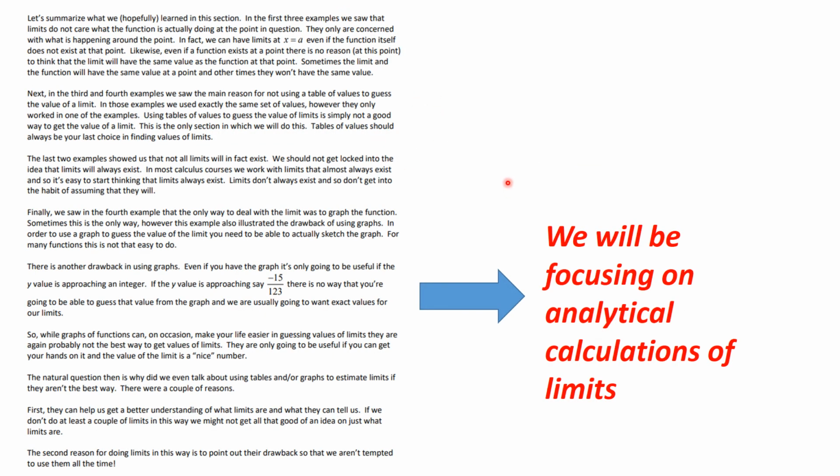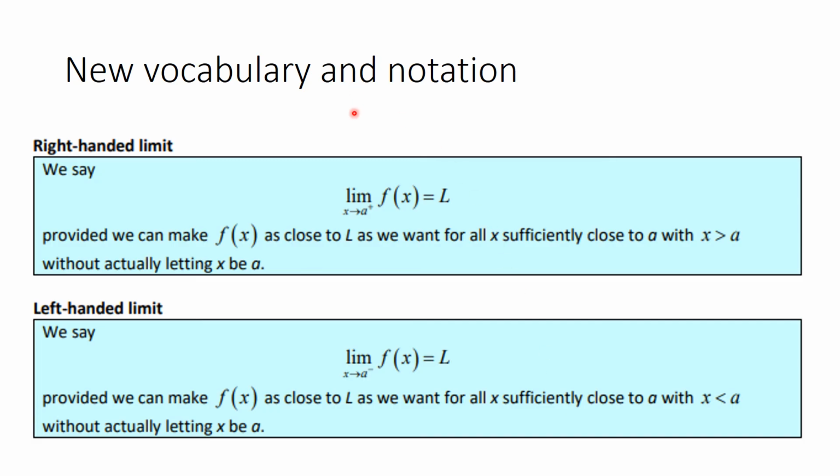Okay, so we've seen that there's limitations to both graphing and numerical calculations. So we will be focusing, not exclusively, but certainly focusing on analytical calculations of limits, and soon. And we will use new vocabulary and notation to do this. We'll talk about a limit. That is the right-handed limit. This is the limit as x tends to a from the right. That's denoted with what looks like a little exponent and a plus sign. The limit of f of x is equal to L.